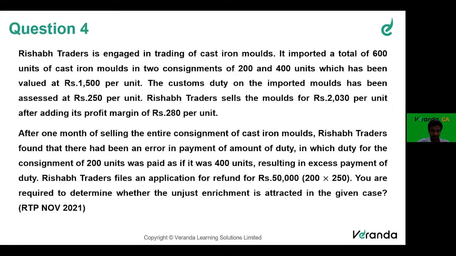After one month of selling the entire consignment of cast iron molds, Rishabh Traders found that there was an error in payment of the amount of duty, in which duty for the consignment of 200 units was paid as if it was 400 units. Since he had two consignments, 200 and 400, for the 200 also, by mistake, he paid for 400 units, 400 into 250, resulting in excess payment of duty. Rishabh Traders files an application for refund for rupees 50,000, which is 200 into 250.